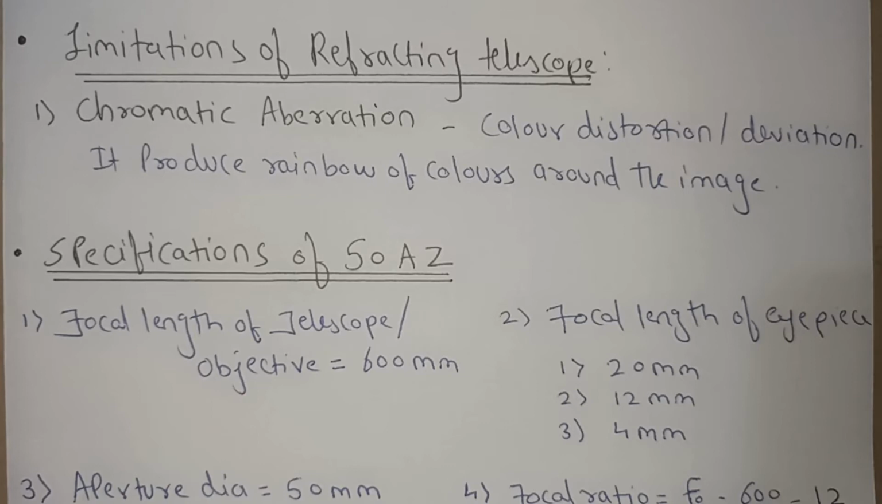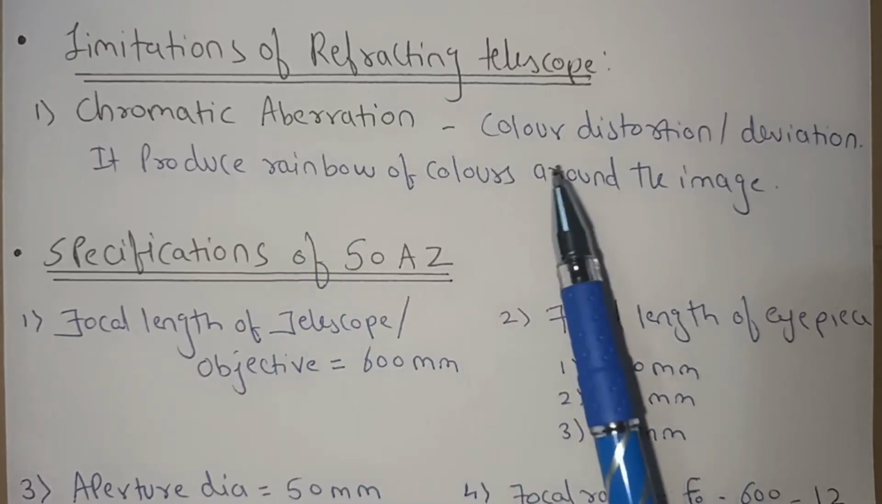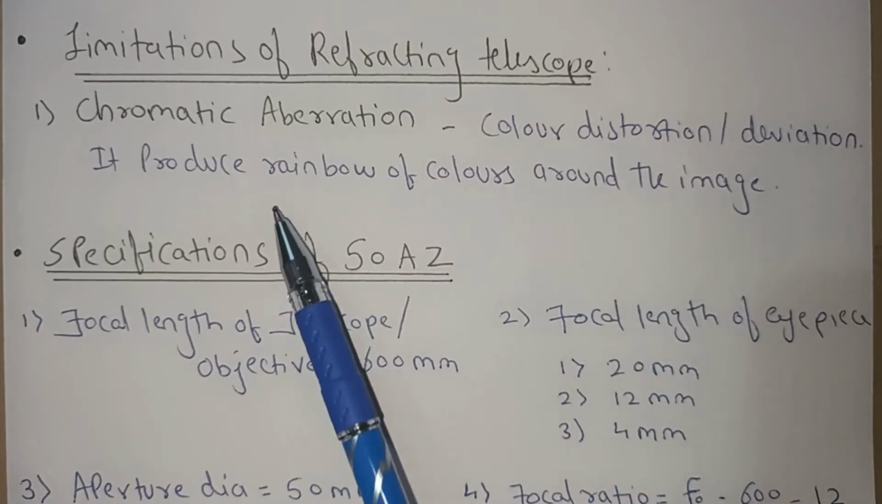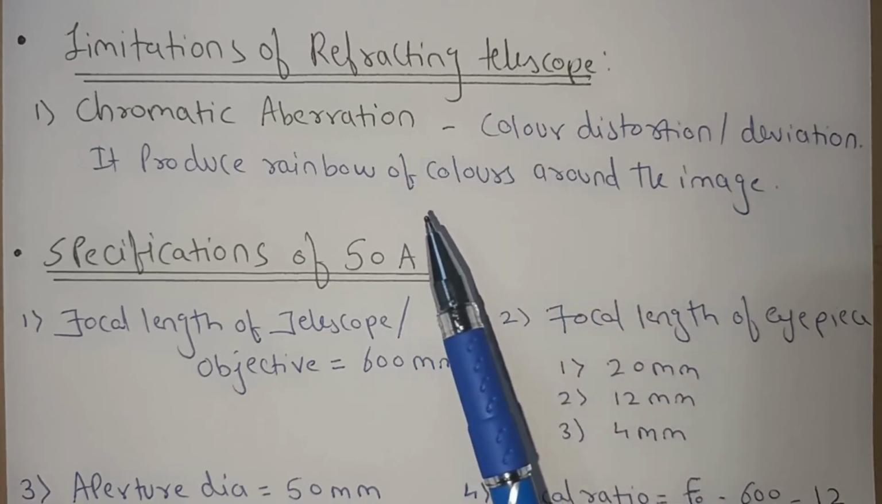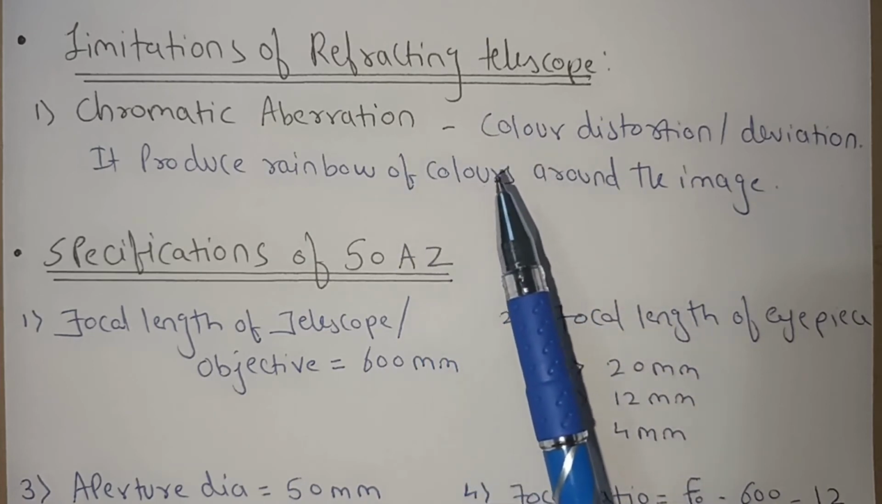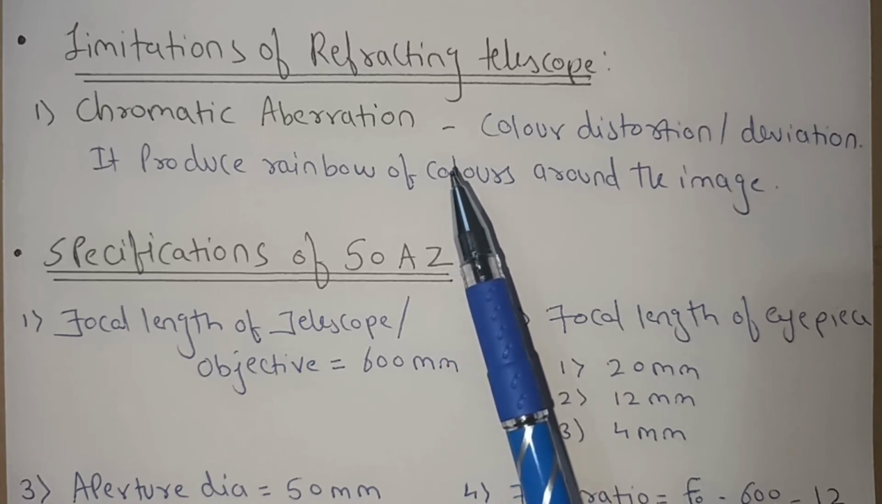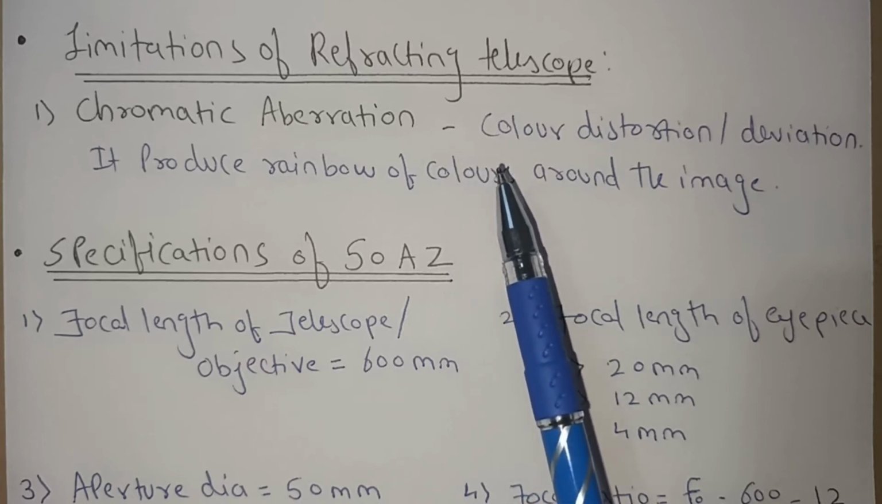Now there is one limitation of the refracting telescope, and that is chromatic aberration. In this, the color is distorted, or you can say color is deviated, and it produces a rainbow of colors around the image. I will show you this chromatic aberration effect in the last slide, where I have captured a picture of the moon through my cell phone, and you can clearly see the chromatic aberration. So I will show you at the end.